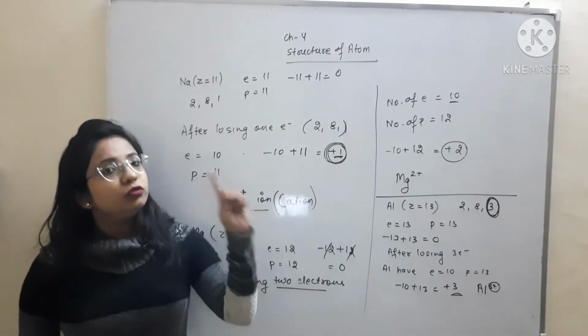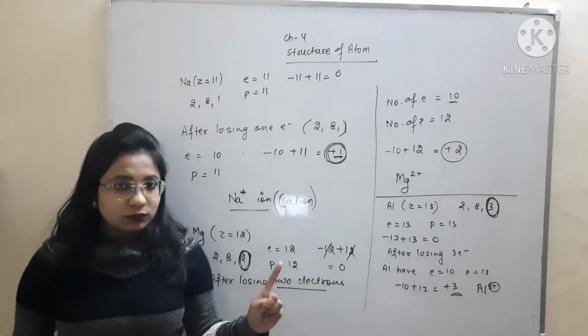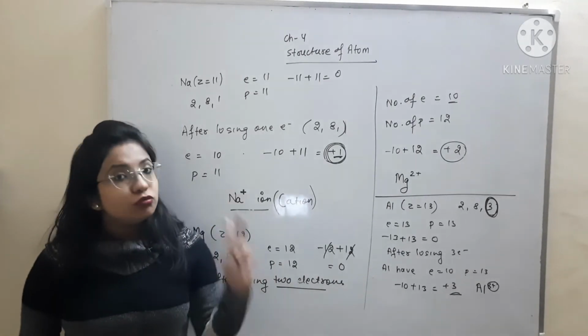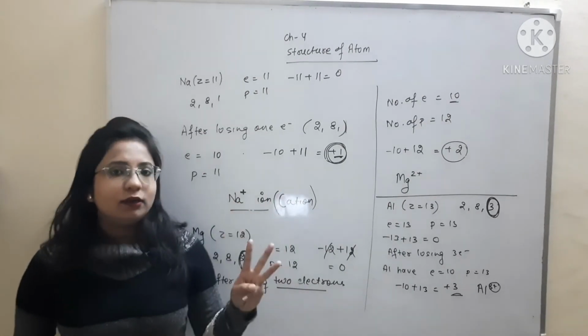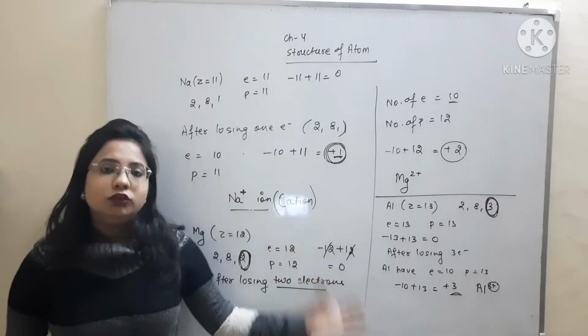If an atom loses 1 electron, it will have +1 charge. If an atom loses 2 electrons, it will have +2 charge. And if an atom loses 3 electrons, it will have +3 charge.